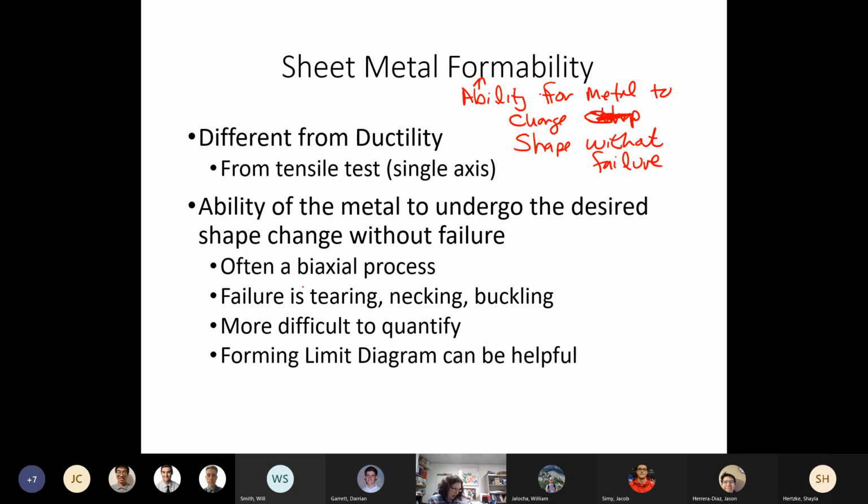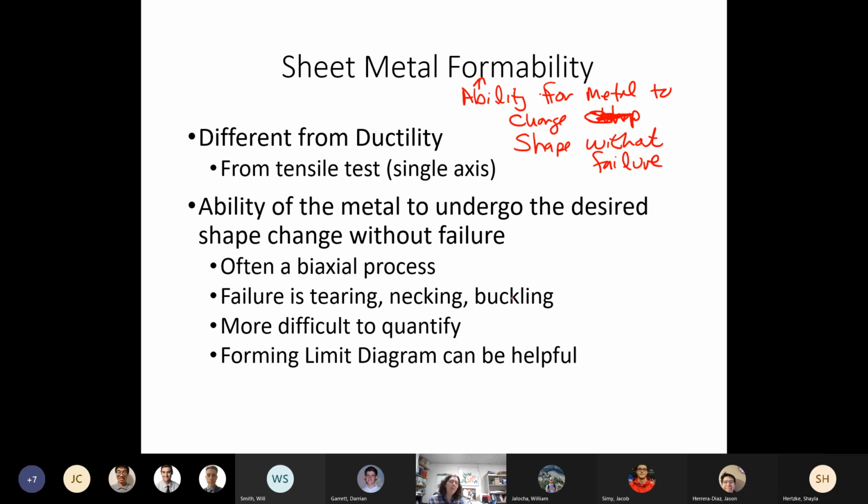A couple things. It's often a biaxial process. Sometimes it may even be triaxial, but we certainly have deformation in two planes, possibly all three directions. We also need to recognize that failure is tearing, and we don't talk about fracture with sheet metal, we talk about tearing. But it's really very similar in that we actually see the material separating. However, necking, buckling and wrinkling are similar.